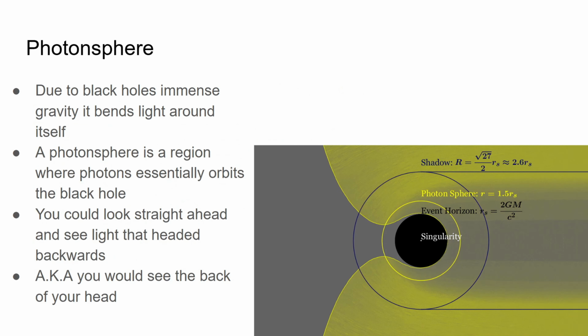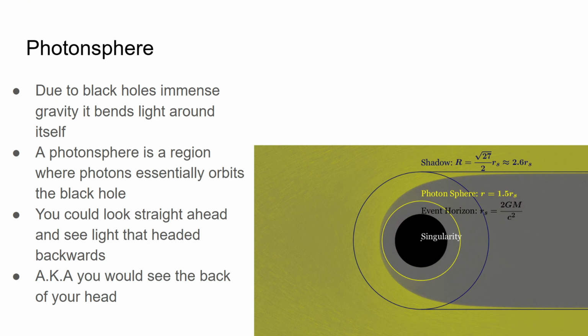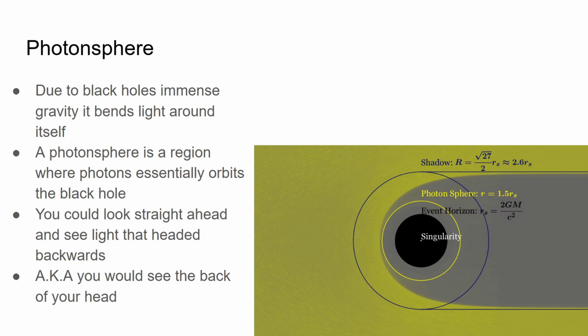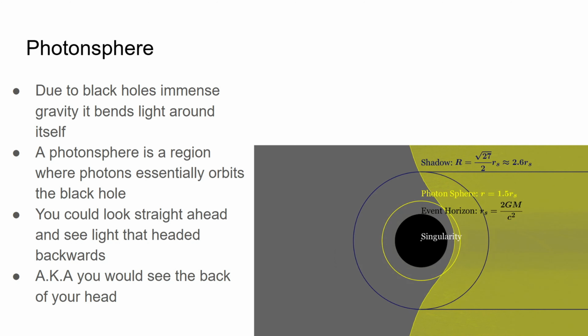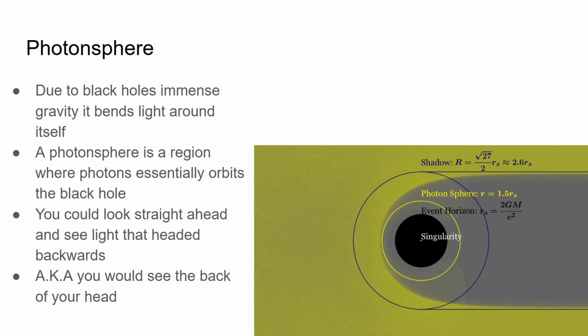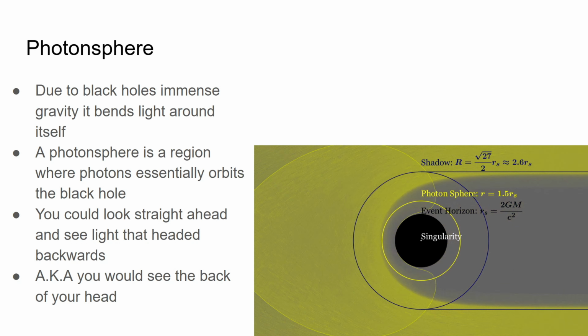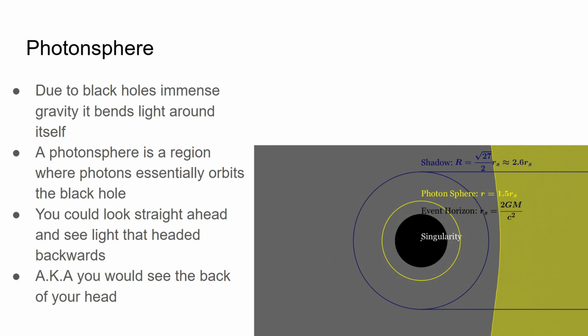And then next, you have the photon sphere. This is an area around a Kerr black hole where light essentially orbits perfectly. You get some interesting concepts here, where if you could stand in the photon sphere, obviously it'd be millions of degrees, but since the light would be circling around, you could see the back of your head.